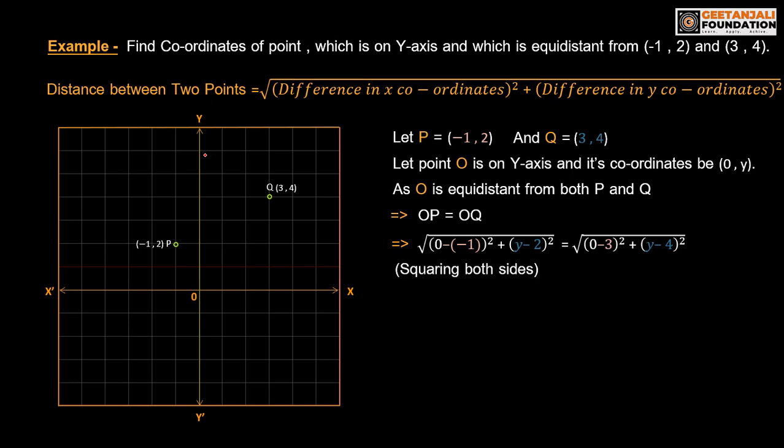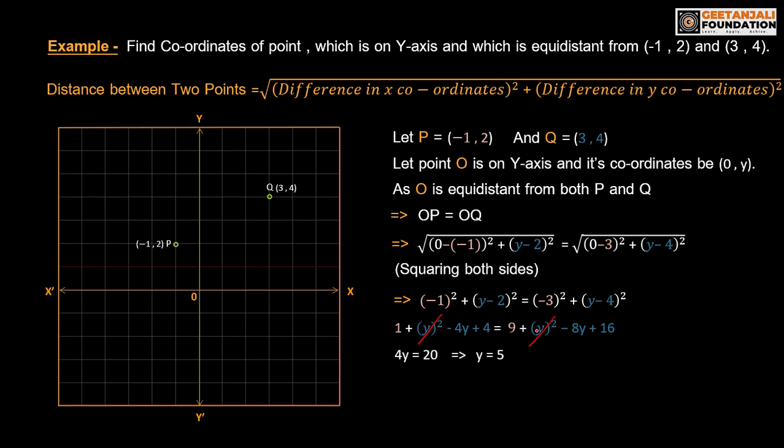Now we can take square of both sides and simplify this as well. So we get minus 1 square plus y minus 2 whole square is equals to minus 3 whole square plus y minus 4 whole square. We expand this, y square will get cancelled and 8y minus 4y will give us 4y, and we can add and subtract the constants. We get 4y is equals to 20 and in turn we get y is equals to 5. So the coordinates of point O would be 0, 5 and distance of this point from P and Q is same, which is equals to square root of 10.